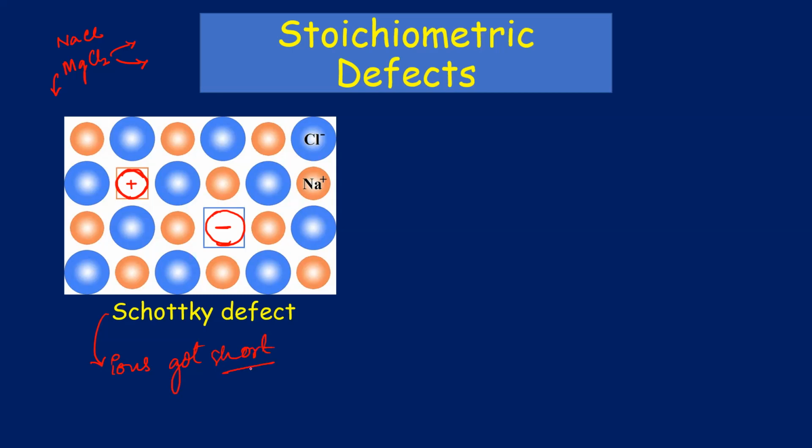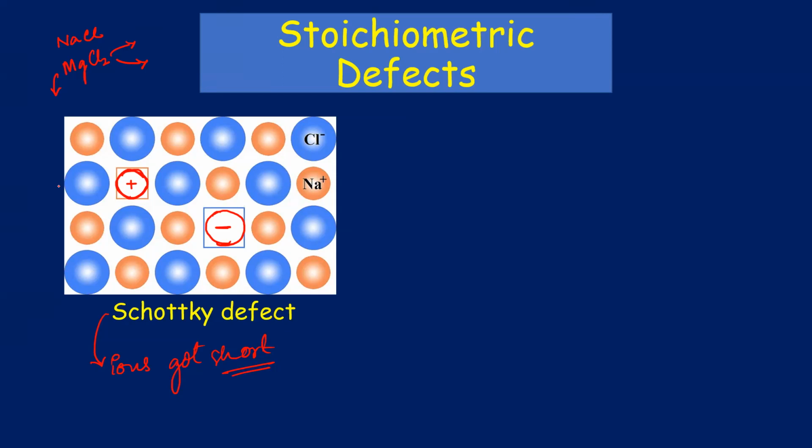Okay, this "short" does not mean that length or height has become less. Short means lack of. The lack of ions. All of you understand, you study in English medium. Yes or no? All of you understand now what is short. So ions are getting short here in Schottky defect. You have a lesser number of atoms.